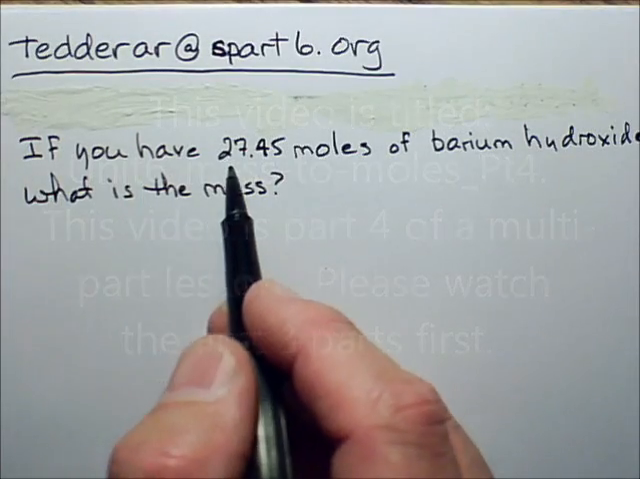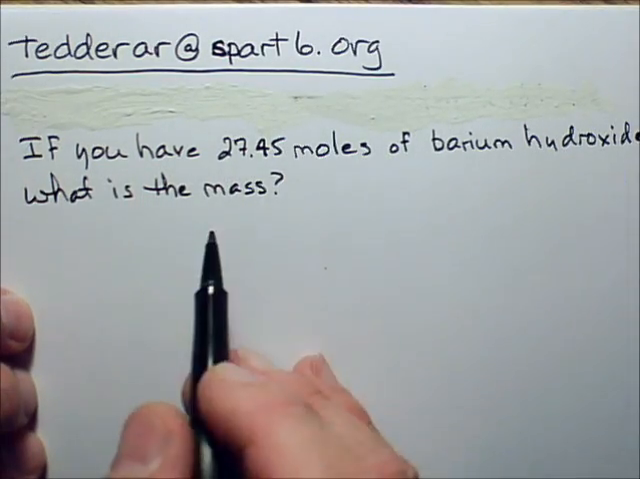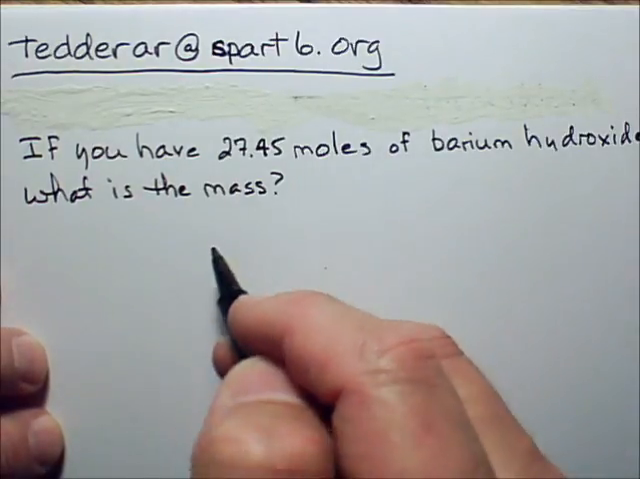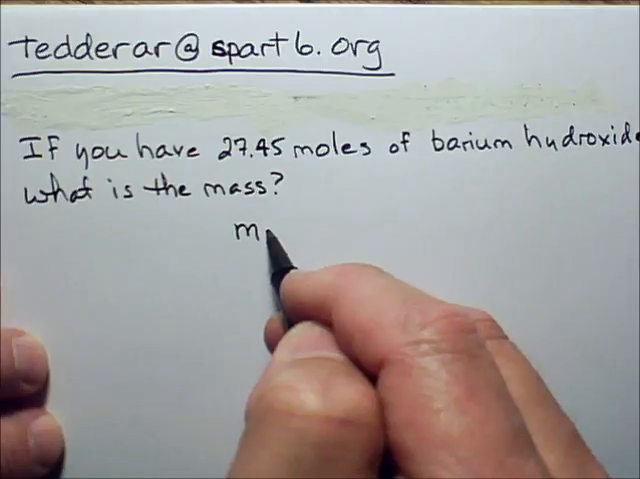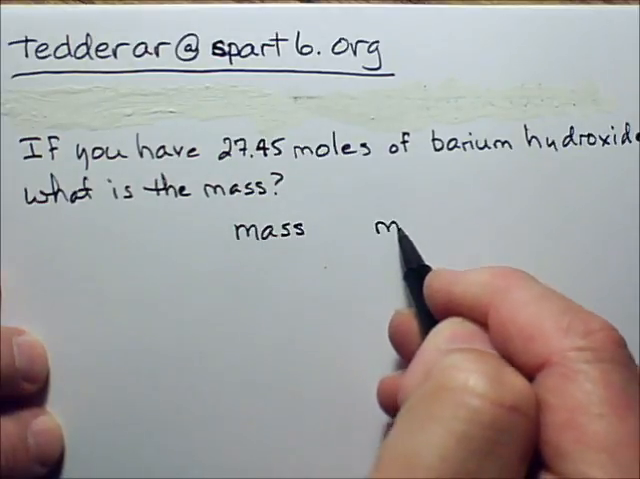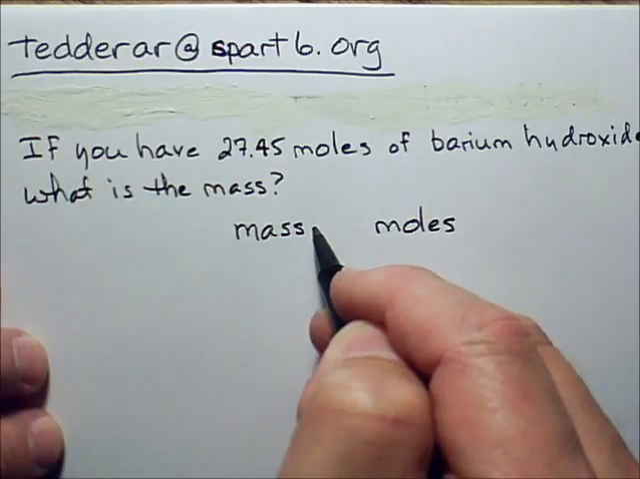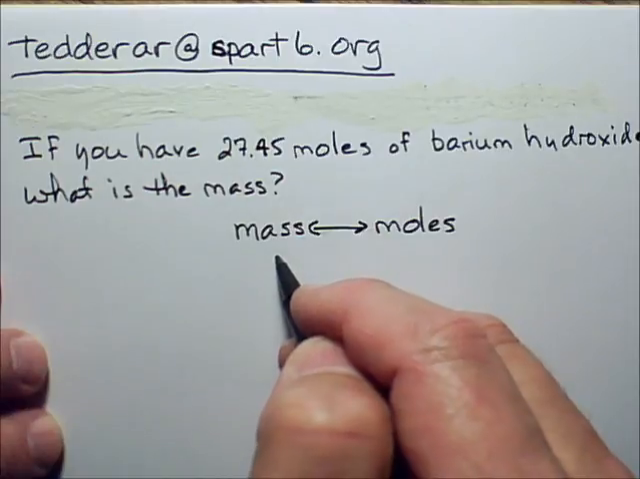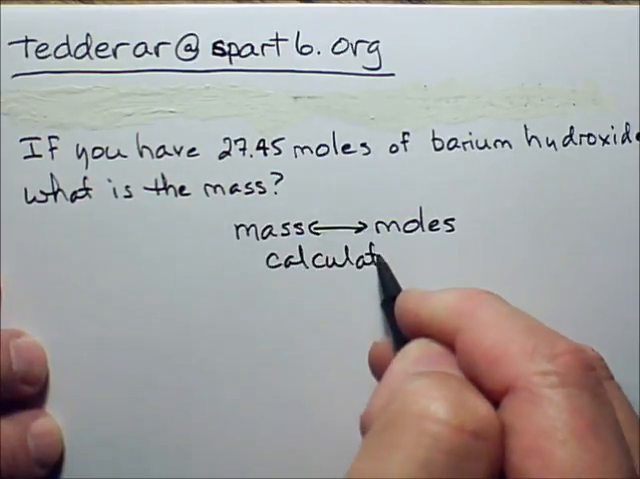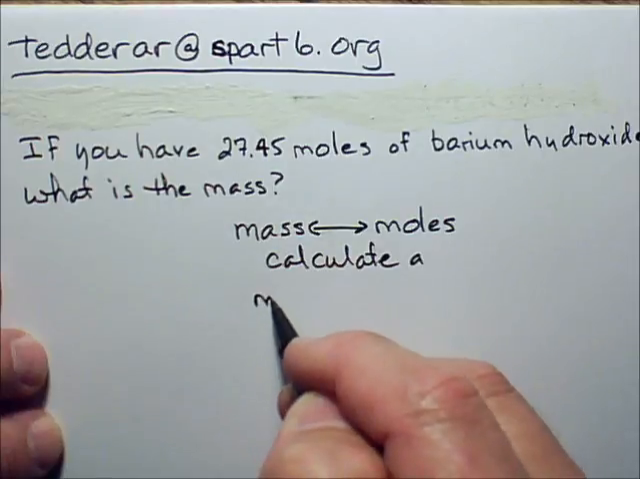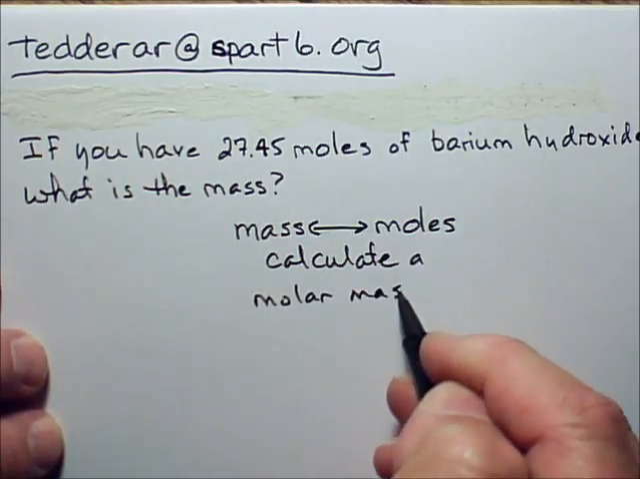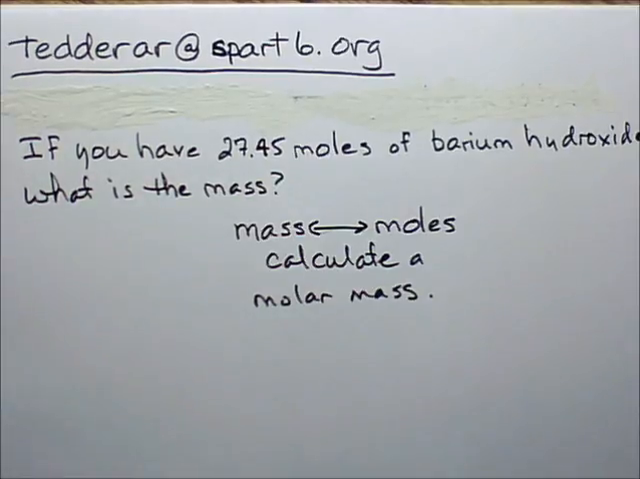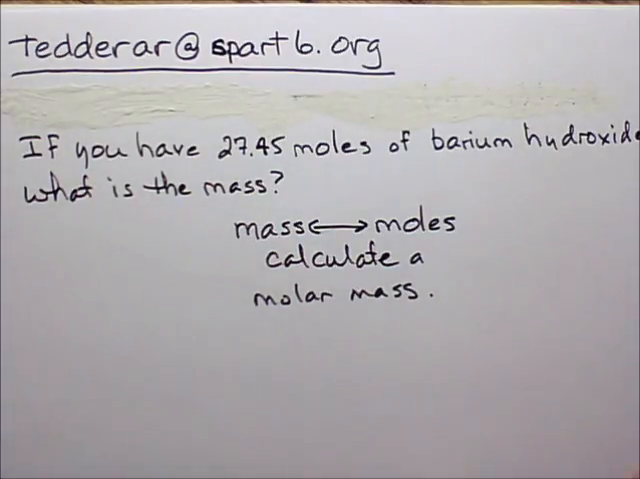If you have 27.45 moles of barium hydroxide, what is the mass? Anytime we are trying to convert between mass and moles, whether going from mass to moles or from moles to mass, you still have to calculate a molar mass. A molar mass, by definition, is the sum of all the atomic masses of all the atoms in a formula written in units of grams.